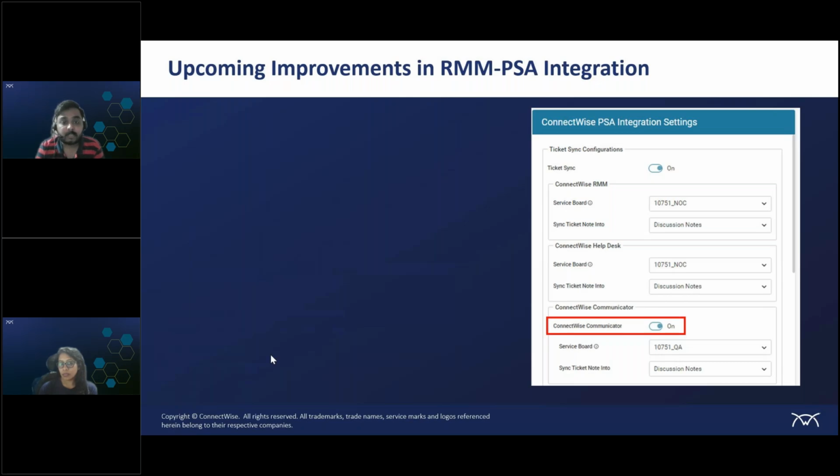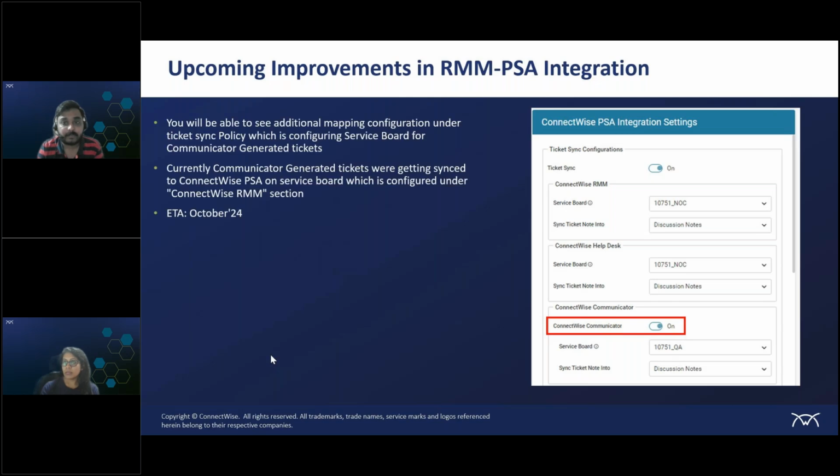Partners or users wanted certain differentiation to be created via PSA policies so that they can select a different service board for tickets created by ConnectWise Communicator, and have their workflows in place for those tickets. We are currently working on it and we are planning to release this improvement in the October month's release. So this is one upcoming improvement that we are currently planning. Yeah, we can go to the next slide, Twinkle.